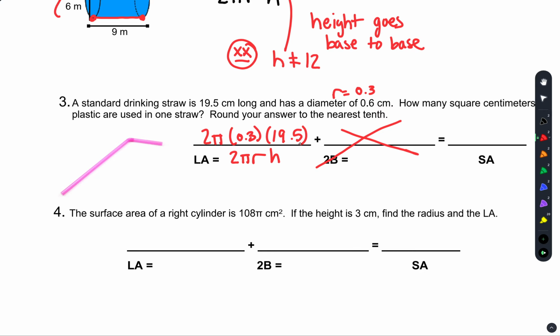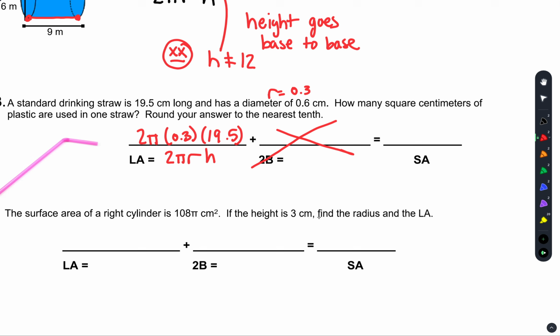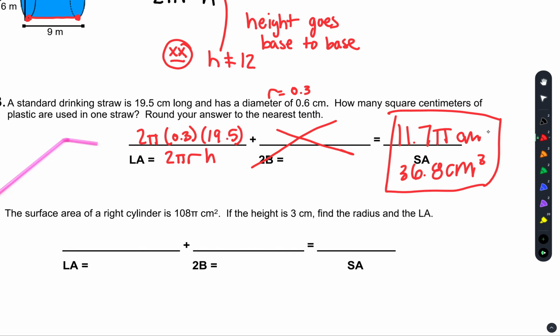Maybe this is one where you're like, yeah, I'm not doing that by hand. So then you skip right to the rounded answer. That's totally fine with me. I did do it by hand. I did 11.7 pi, which makes 36.8 square centimeters. I'll take either one of those. Okay, good?